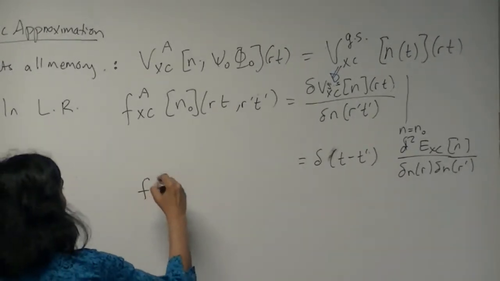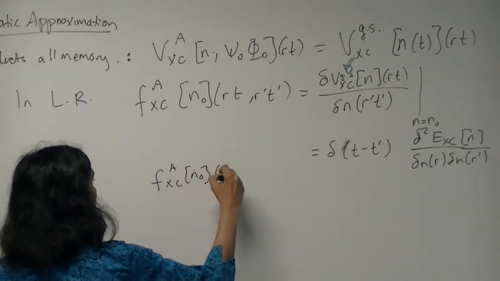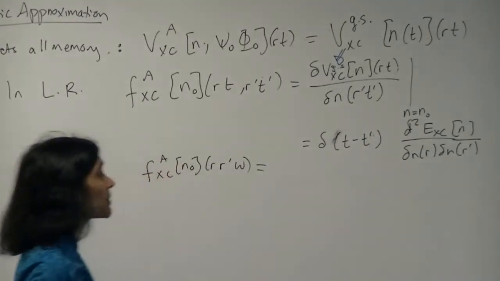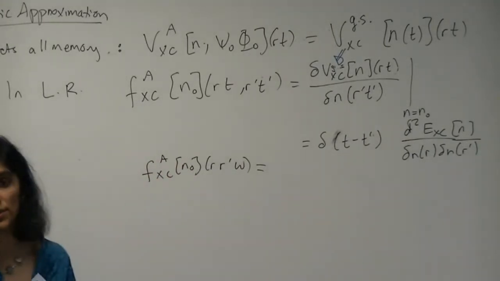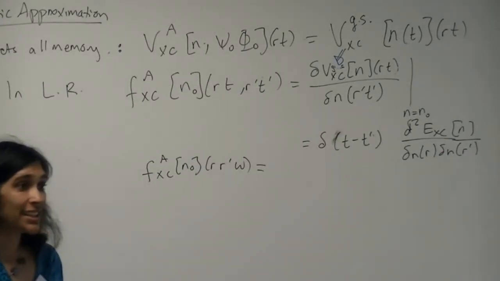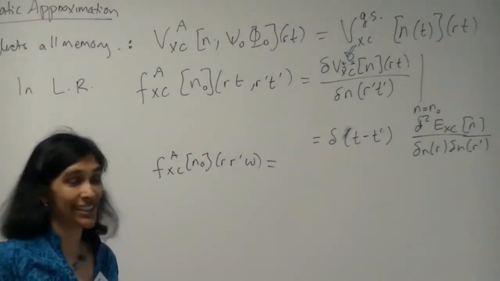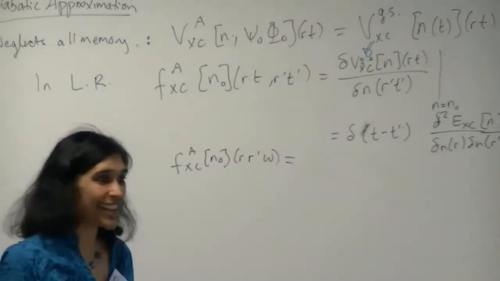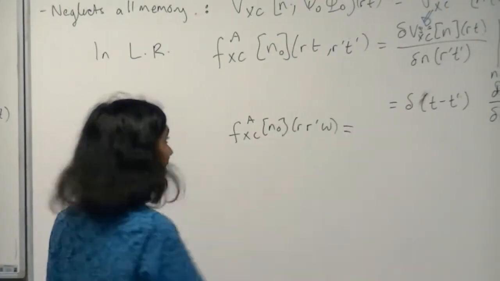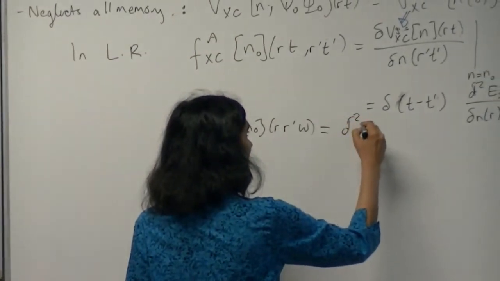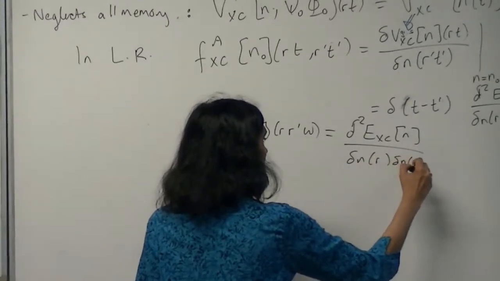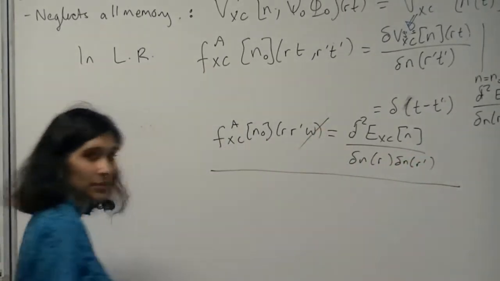In particular, in the frequency domain, which is where we're running our calculations and spectra, if you Fourier transform a delta function from time to frequency, what do you get? A constant, exactly. No frequency dependence. So it's exactly this, with the frequency dependence gone.